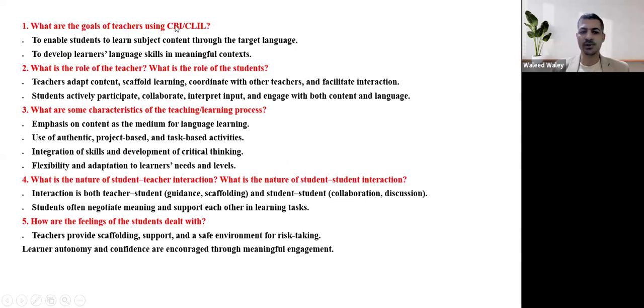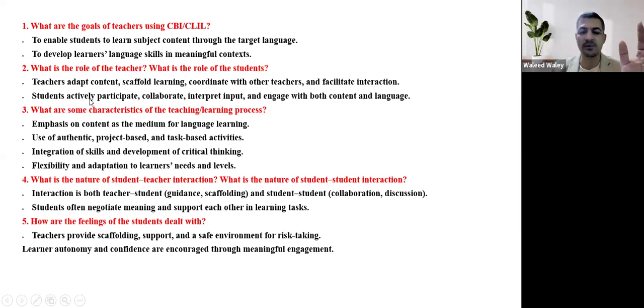What are the goals of the teachers using CBI or CLIL here? To enable the students to learn the subject content through the target language, and to develop learners' language skills in meaningful contexts. And what is the role of the teacher, the role of the students? The teacher adapts the content. So if you're a teacher and you want to use this method, you have to choose a suitable content, and you have to scaffold learning, coordinate with other teachers, or you can do it by yourself, and facilitate interaction between the students.